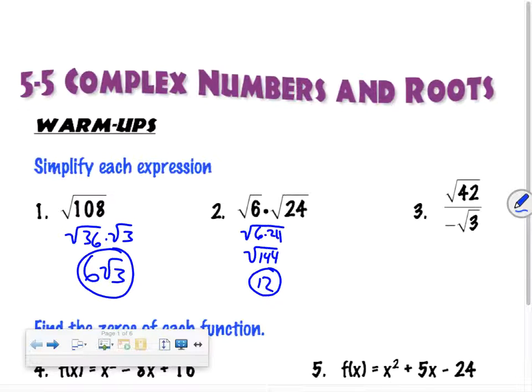On number 3, we see an example of the quotient rule of radicals, which says that if we have the same indexes, which we do, these are both old-fashioned square root symbols, we can combine the thing in the numerator and the denominator together. We can write this as the square root of 42 over 3 with a negative sign out front. And then we can go ahead and divide 42 by 3, which gives us 14. So the final answer is negative the square root of 14.